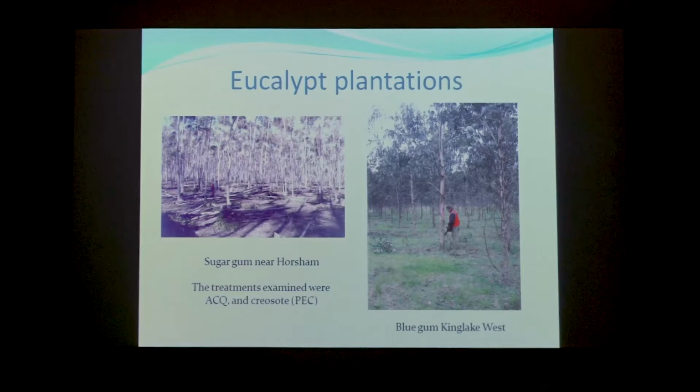All these posts were then preservative treated either with what's called ACQ preservative, which is a copper-based preservative, an alternative to CCA because it lacks chromium and arsenic. Or the other treatment was with creosote. Well, I don't think you do use creosote in New Zealand, but there are several treatment plants in Australia that do treat with creosote.